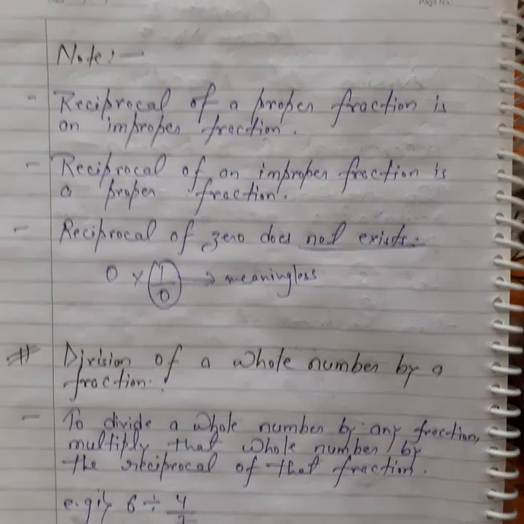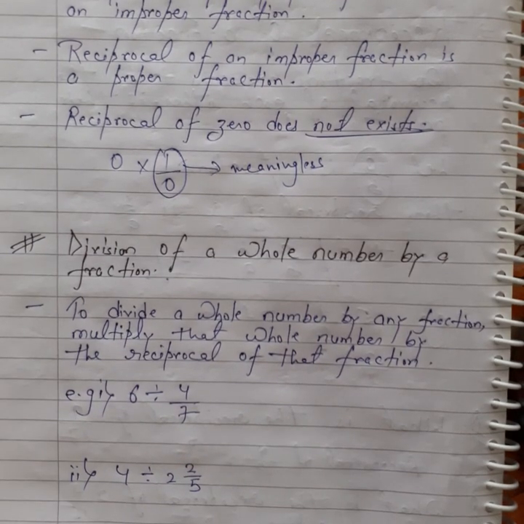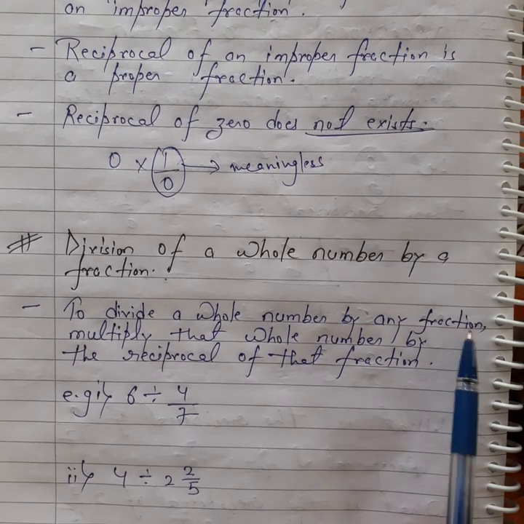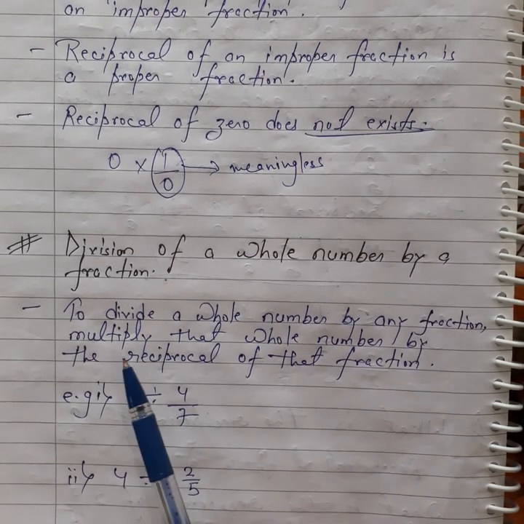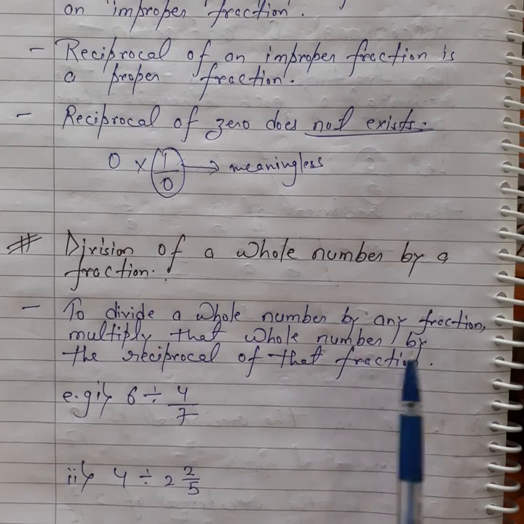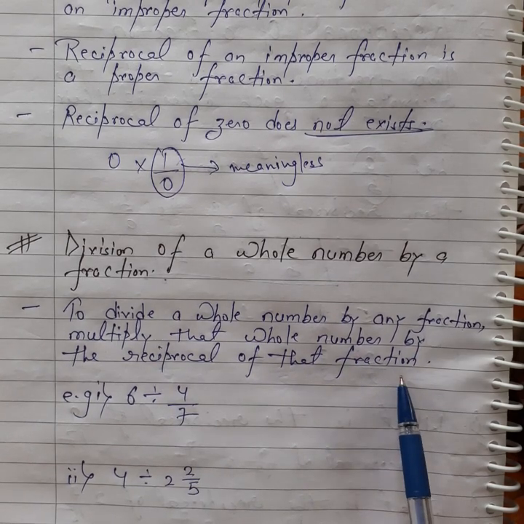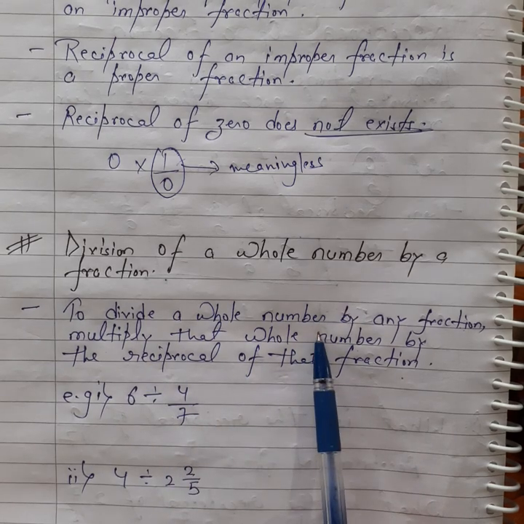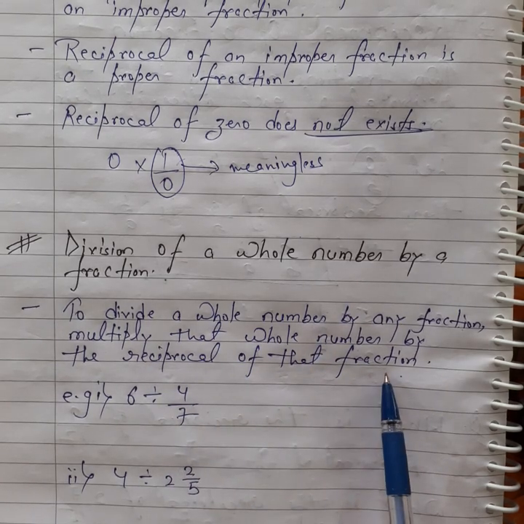Now we learn division of a whole number by a fraction. How do we divide a whole number by a fraction? To divide a whole number by a fraction, what do we have to do? We have to multiply the whole number by the reciprocal of the fraction.